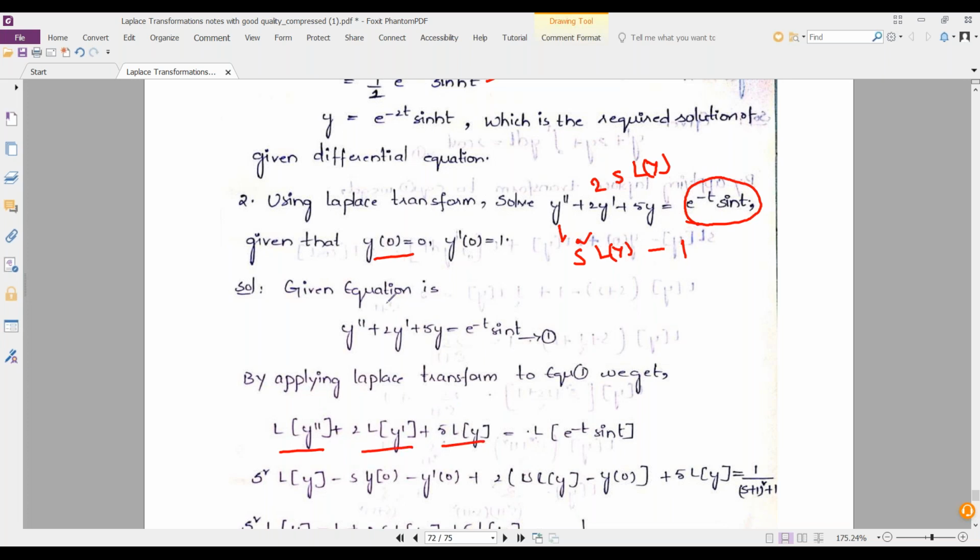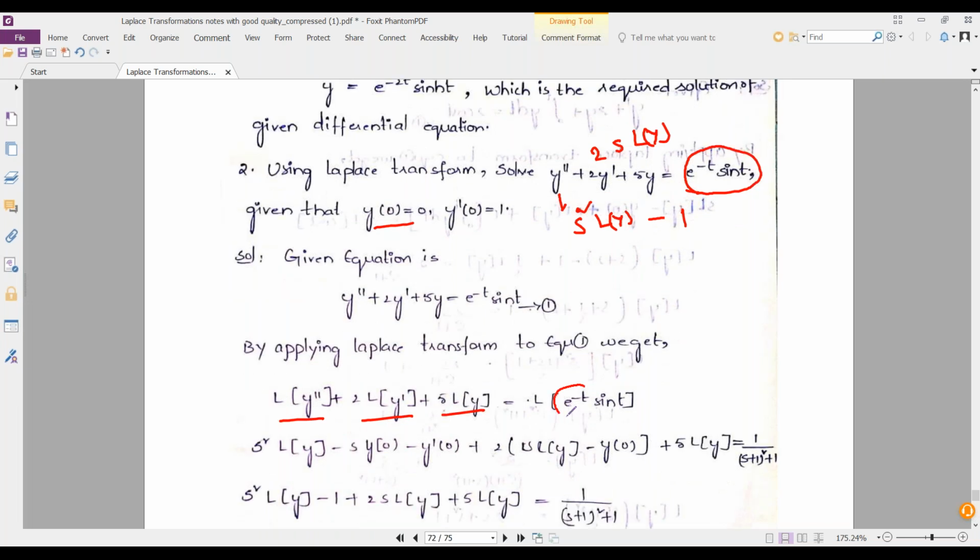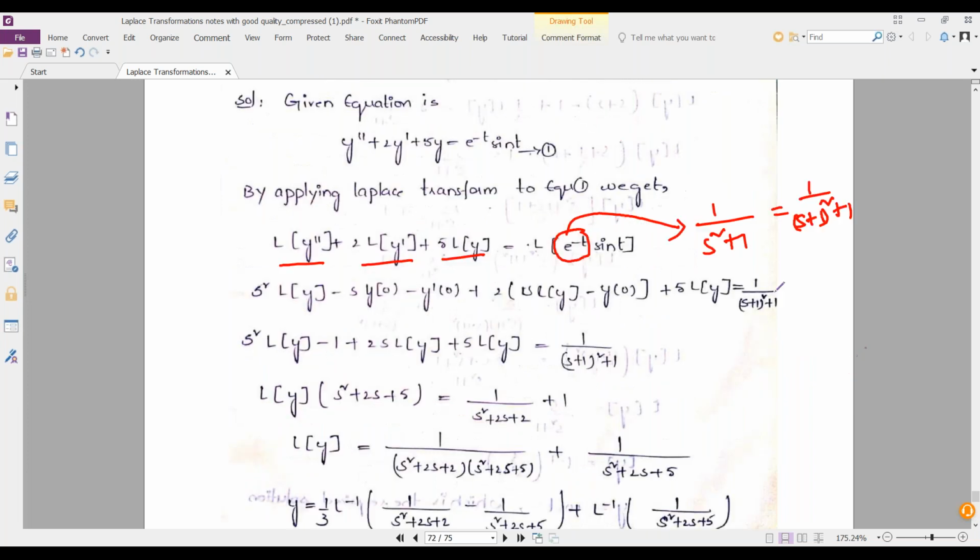What about this one, L of e power minus t sin t? Just separate this one. L of sin t will be 1 by s square plus 1. Of that, if I include this, it can be written as 1 by s plus 1 whole square plus 1. Yeah, check it out. Now from this, L of y is taken common: s square plus 2s plus 5. And this is independent of L of y, so it can be separated. If I separate that, I may get this.